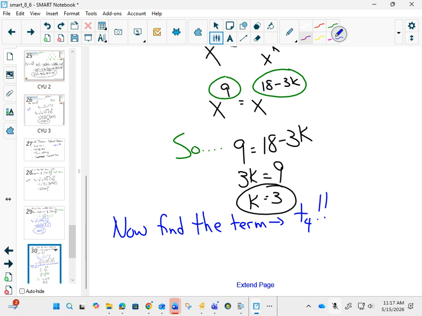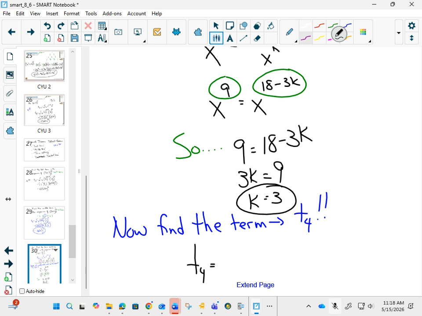Now we can find the term. Once you found out k is 3, you know that the answer is going to be term 4. If we find term 4, it should have an x to the 9 when we're all done and simplified. If it doesn't, we made a mistake somewhere. So now I find term 4. Well, n choose k. My n hasn't changed.